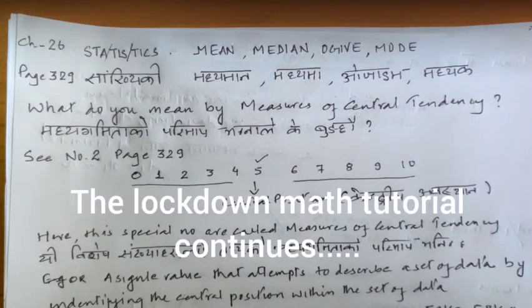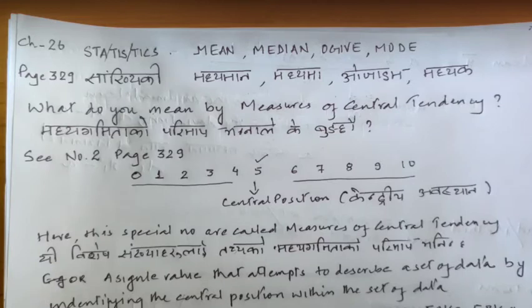Today we'll be discussing statistics. Yes, break it down into three parts. Statistics, Chapter 26, you'll find it on page number 329. Under statistics, we have four topics: mean, median, ogive and mode. We'll be discussing all of these topics.